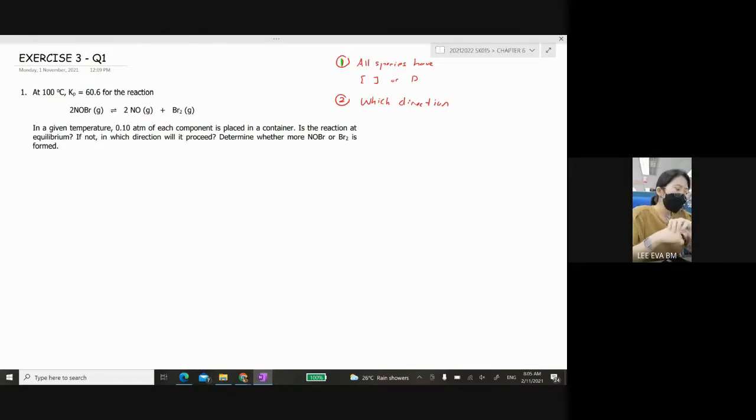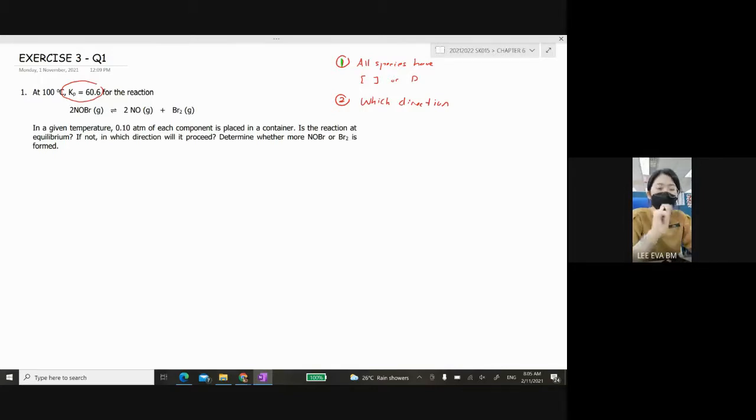So for question number one, you see the question gives you the KP value. So are you going to find QP or QC? The clue is very obvious. QP. KP and QP expressions are the same. If the question gives you KC, then you have to find QC. So QC and KC have the same expression.